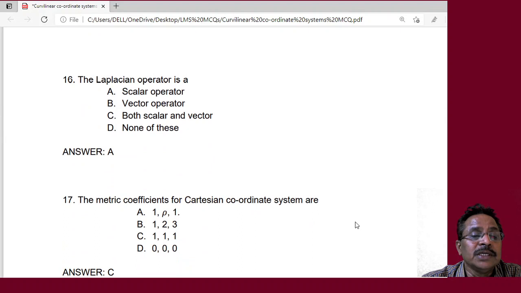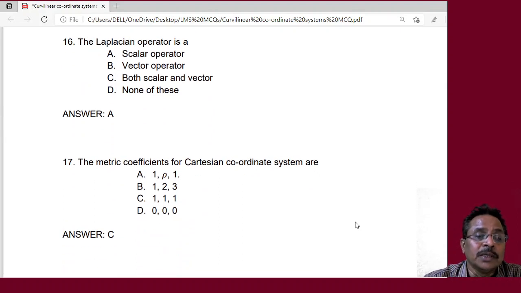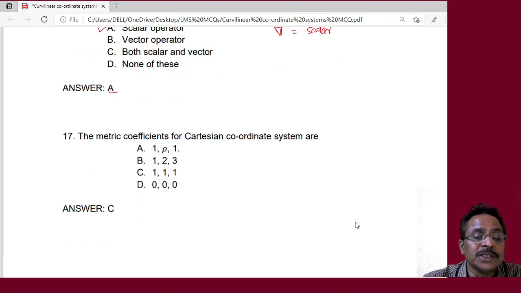Now question 16, the Laplacian operator. This doesn't depend on whether you are working in a Cartesian or a curvilinear coordinate system. The Laplacian operator is always taken to be del square, and it is always a scalar operator. So whichever system you are working in doesn't matter, the Laplacian operator is all the time a scalar operator. Therefore option A is correct for question number 16.